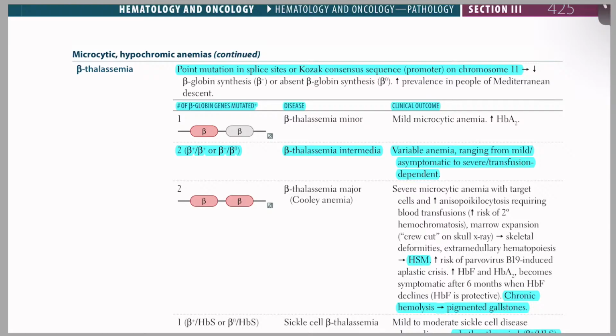Beta globin genes mutated, disease, clinical outcome. First, beta thalassemia minor, mild microcytic anemia, leads to increased HbA2. Second, beta plus beta plus, or beta plus beta 0: beta thalassemia intermedia, variable anemia ranging from mild or asymptomatic to severe or transfusion dependent.